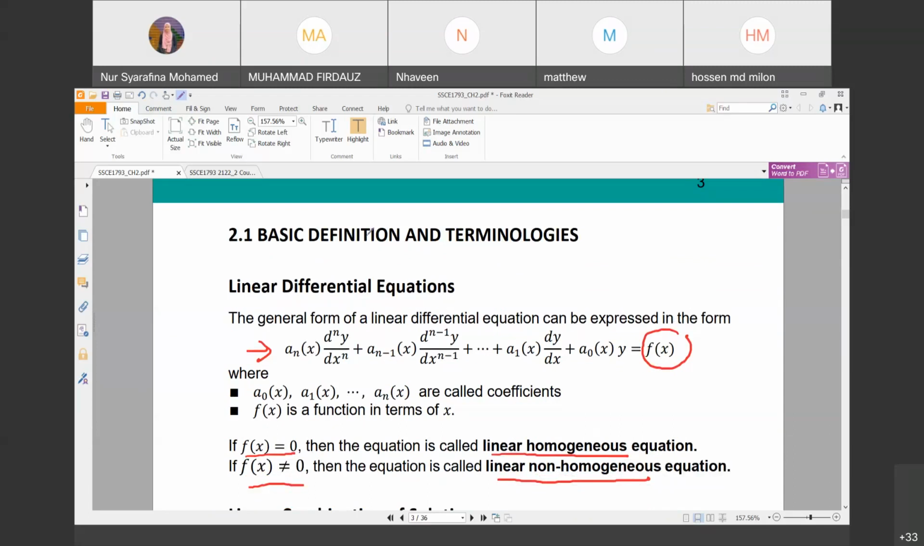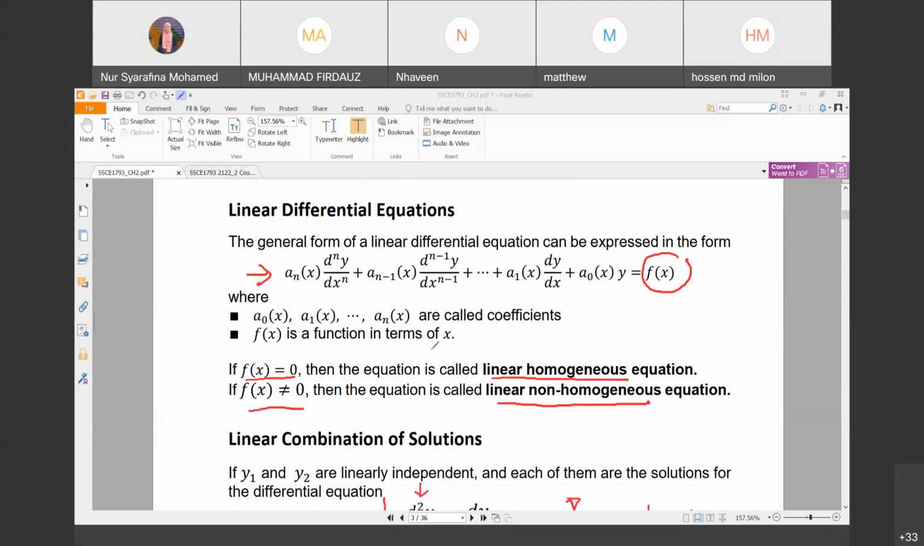Just like this. This is a general form. This is the general form of linear differential equation of nth order. So this is nth order and minus one order until first order. Okay, this is the function of linear differential equation equals to f(x), right? Where a0, a1, up until an are called coefficients, and f(x) is a function of x.